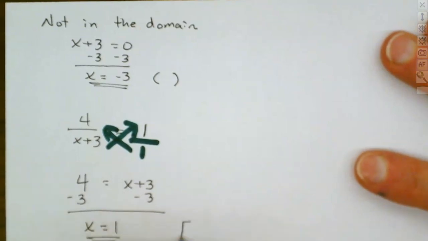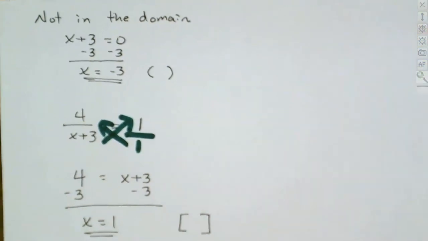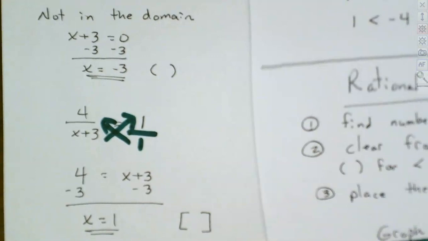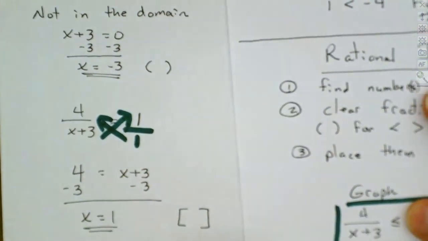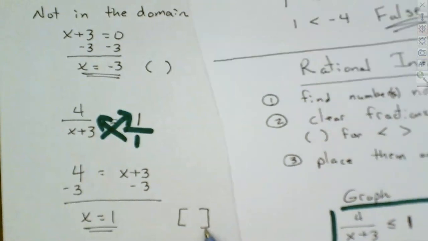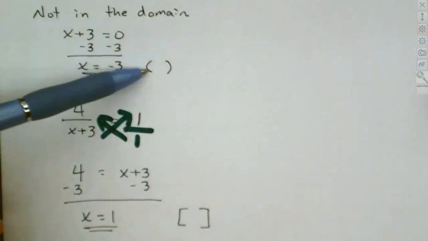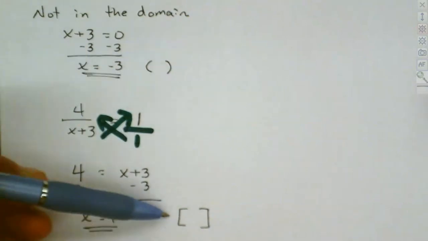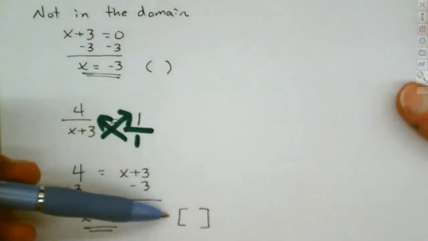And because the original inequality was less than or equal to, it's going to get a square bracket on the line. And so the ones that are not in the domain, they always, always, always get parentheses. The other one can either be brackets or parentheses, depending upon the inequality.